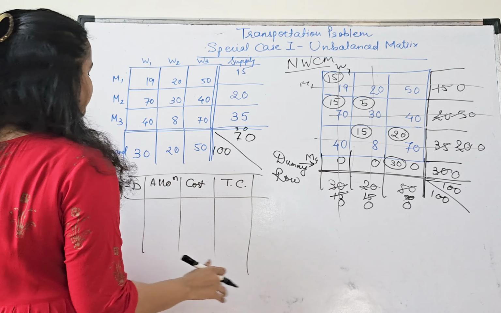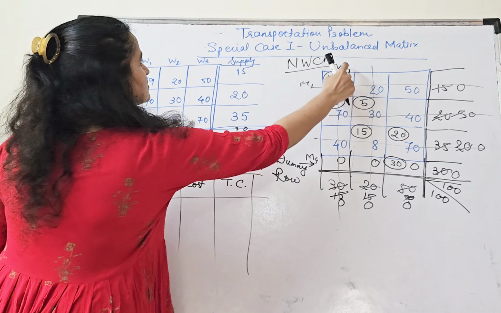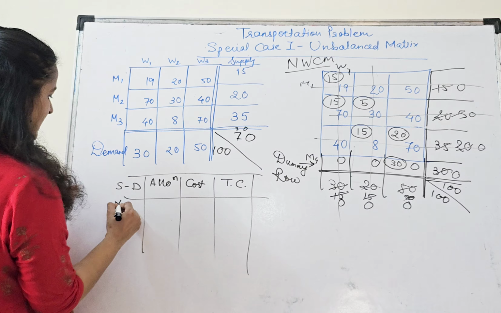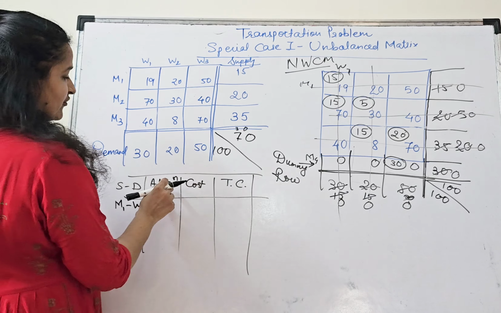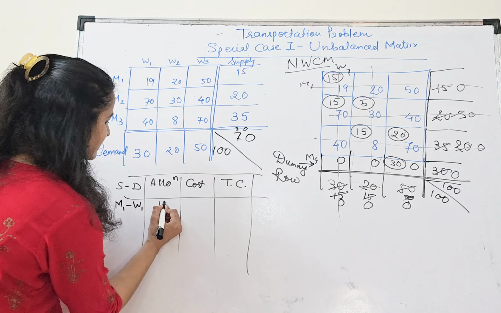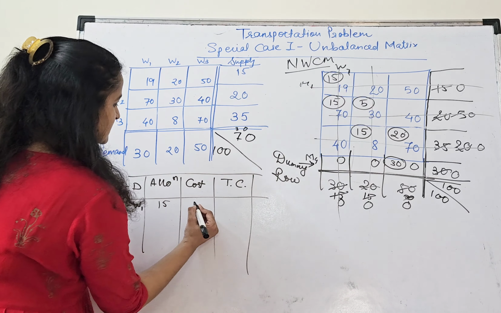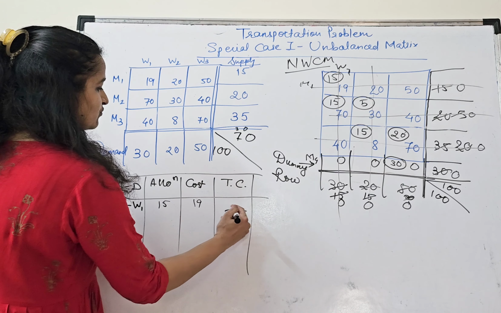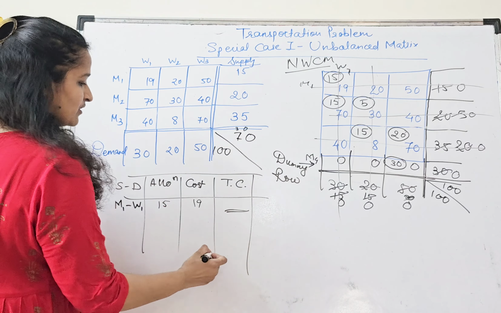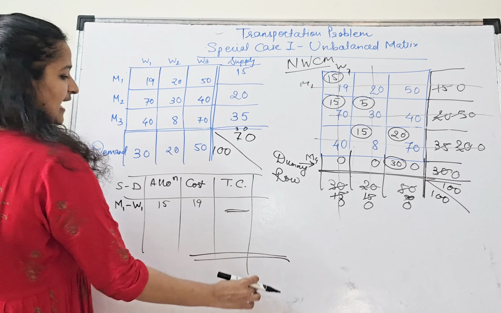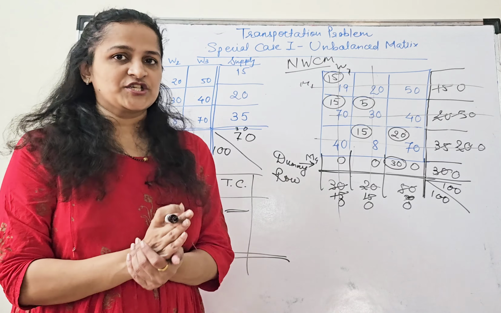Okay, so now source and destination. What's the combination of source and destination? M1 and W1. I'm going to write down just one record for you. What is the allocation you have done here? 15. What's the cost? 19. 15 into 19 you would take here. And the same way all the allocations you would note down. You would take the grand total of it, and that is going to be the total transportation cost.